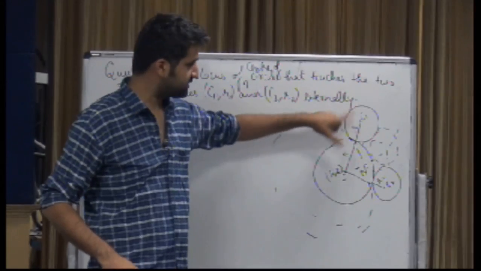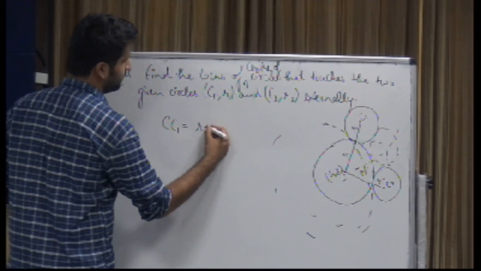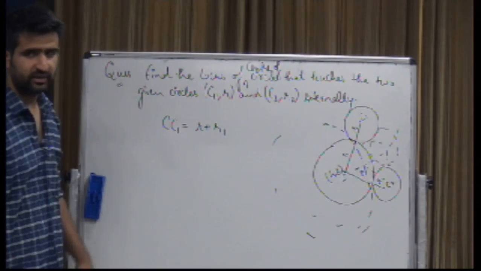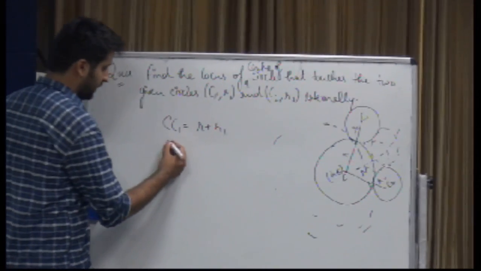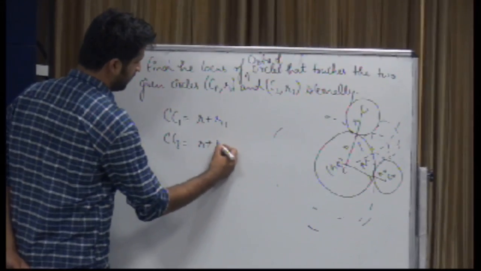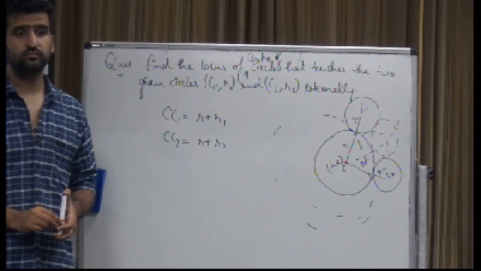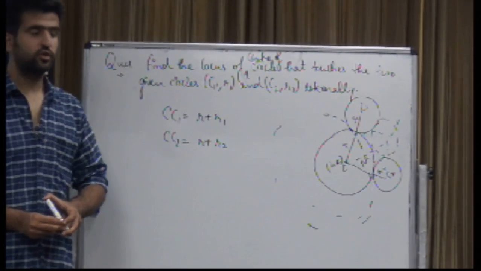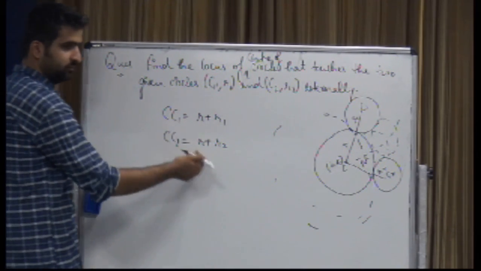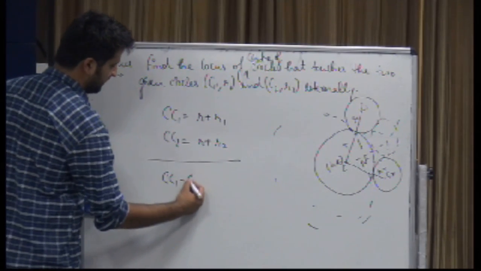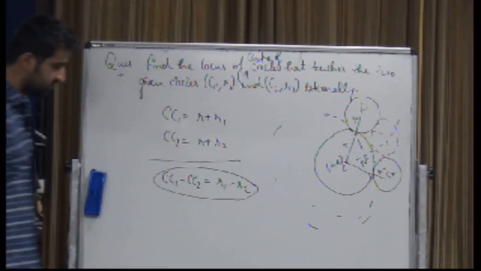Okay. So what is the distance between C and C1? So C1 will be equal to R1 plus R, or R plus R1, same thing. What is the distance between C and C2? R plus R2. What can you do now? So you will subtract these two equations. Why? We have to eliminate this R, right? So we get C1 minus C2 is equal to. So this is the locus of the point C.